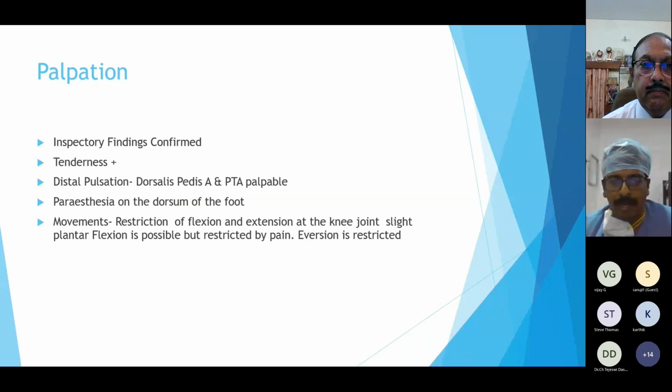There was some paresthesia on the dorsum of the foot, and movement wise, there is restriction of flexion and extension at the knee joint. He was also having a proximal tibial fracture, sir, which was noted on the x-ray. Plantar flexion was possible, but it was restricted due to pain. Dorsiflexion was restricted completely, and eversion was restricted at the ankle joint.